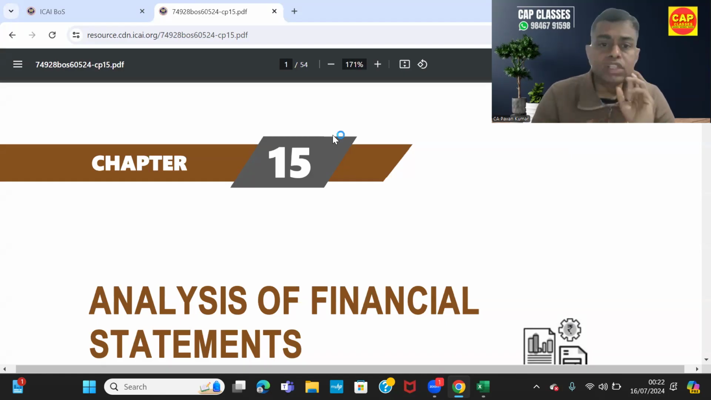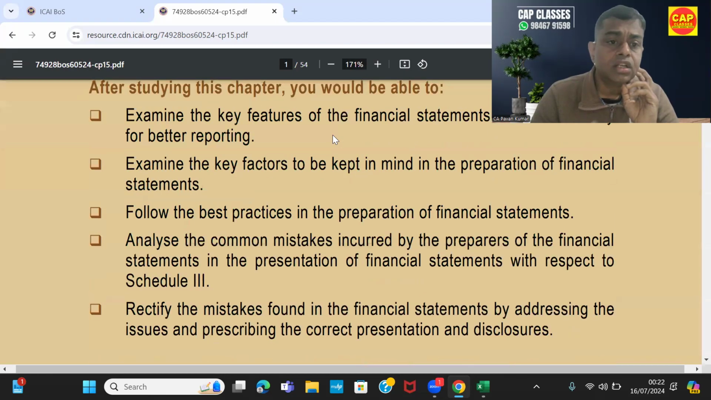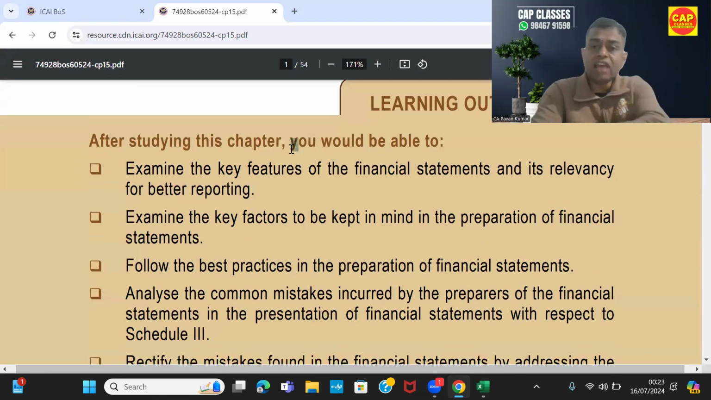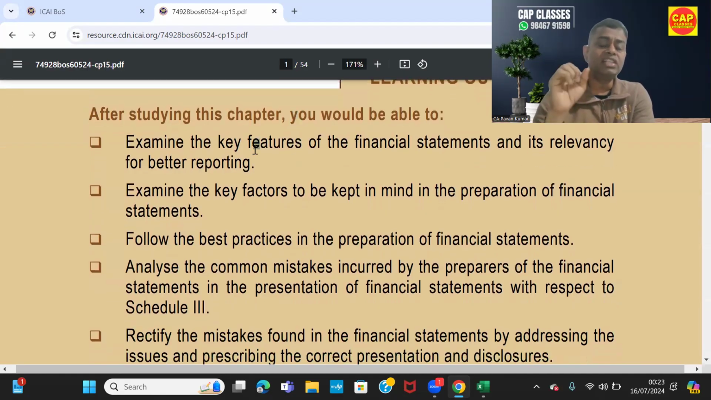So let us go through chapter number 15, analysis of financial statements. Look here. First, they have given learning outcomes. There are some 4 or 5 bullet points given. Let us quickly run through. First one is: examine key features of financial statements and its relevancy for better reporting. Do I need to focus on this as a CA final student? No, don't worry about it.